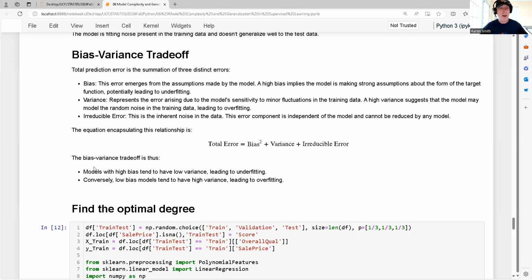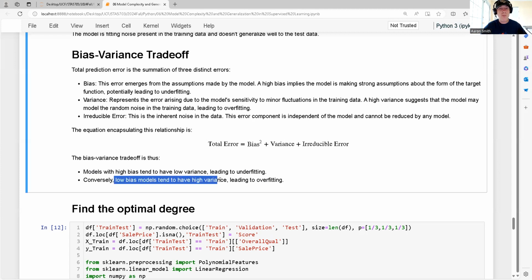And so in the bias variance trade-off, models with high bias tend to have low variance and tend to lead to underfitting. Low bias models tend to have high variance and lead to overfitting. That's when we're in the situation that this is a fixed total error and our irreducible error is fixed. This is more of a theoretical construct that gives us a mathematical formulation: if I want to reduce my variance, I could actually compensate with a bias.